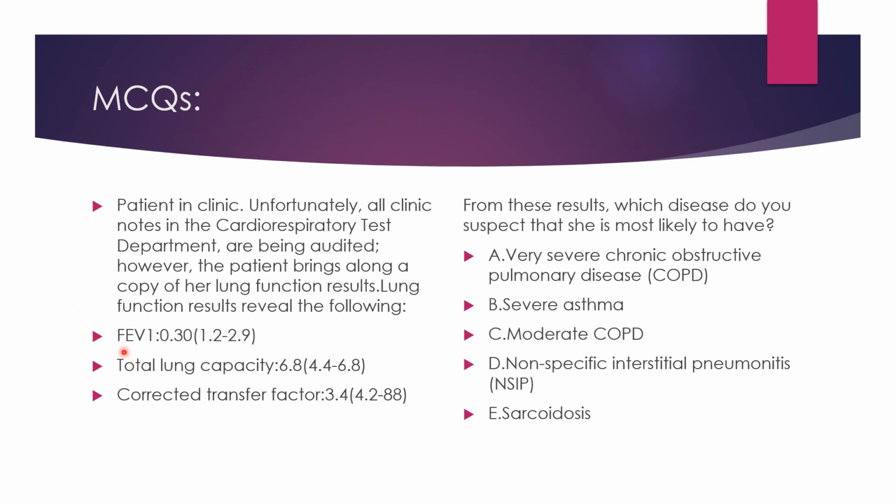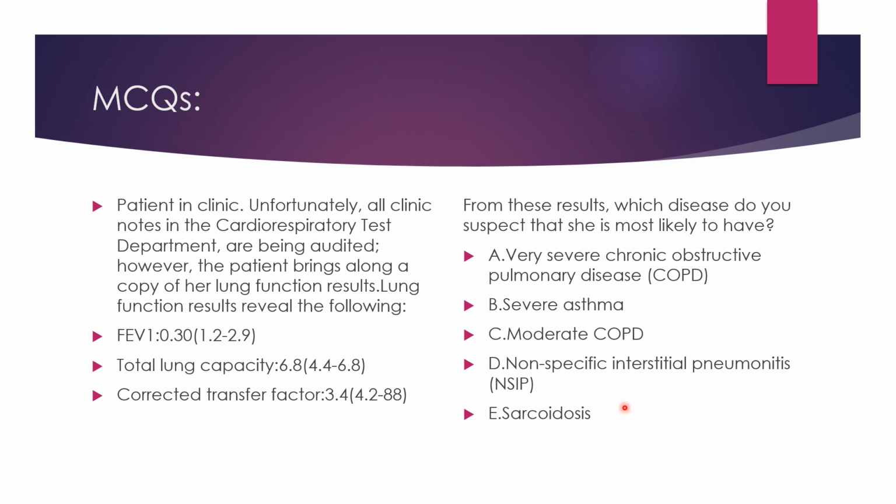So in this question, the FEV1 is 0.3, which is significantly reduced, and the total lung capacity is preserved, or it is at the higher limit. So this picture fits into which condition, just think about it. And the corrected transfer factor is 3.4, which is lower TLCO. So from these results, which disease do you suspect that she is most likely to have? Very severe COPD, severe asthma, moderate COPD, non-specific interstitial pneumonitis, and sarcoidosis.